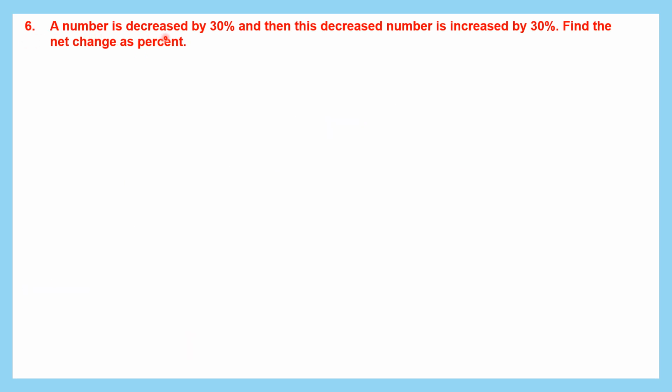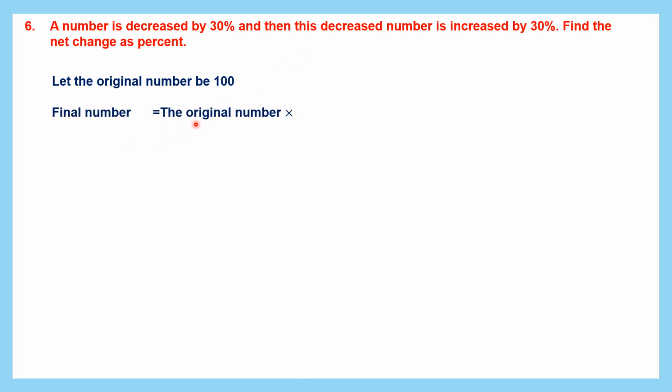Question 6. A number is decreased by 30% and then this decreased number is increased by 30%. So first we have to find the net change and then convert it to a percent. So let's consider the original number to be 100. And if we have to find the final number, then we have to use this formula, that is, final number is the original number into 1 minus 30% into 1 plus 30%.